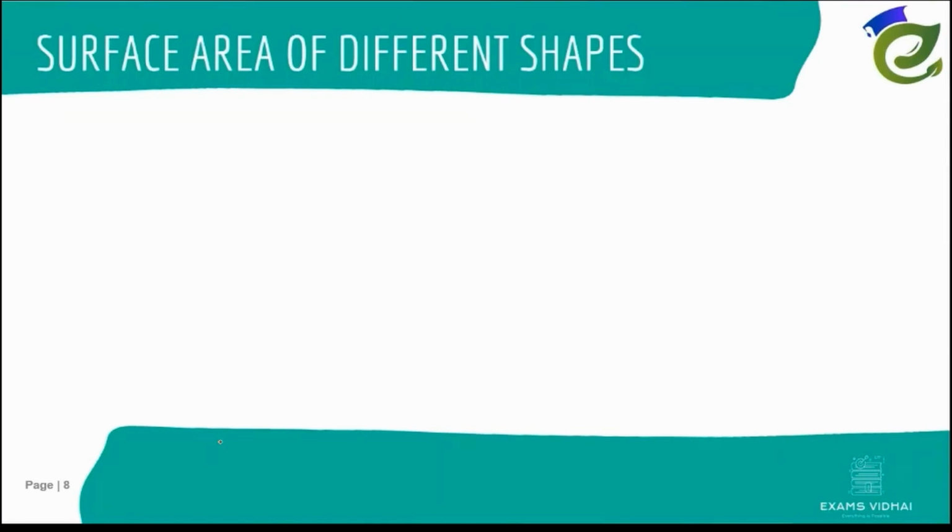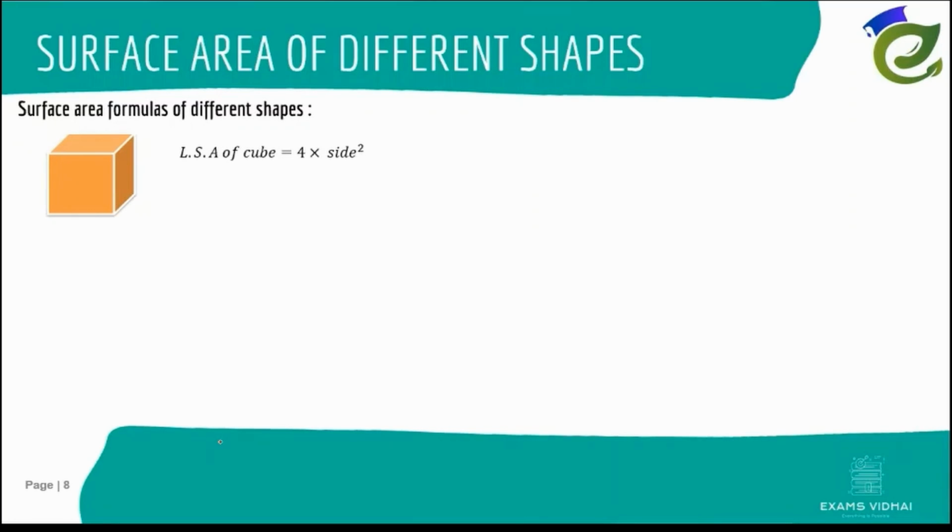Okay, now let's see the surface areas of 3D shapes. So first, let's see the cube. The LSA of a cube is 4 into side square because it has 4 sides other than the top and the bottom. Those are considered as the bases. So the total surface area of the cube is 6 into side square because it has 6 faces including the top and the bottom.